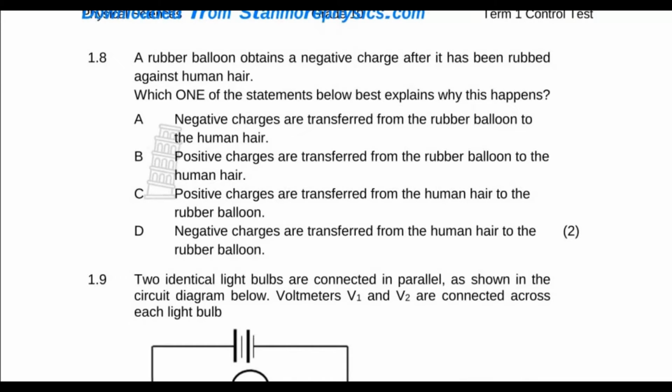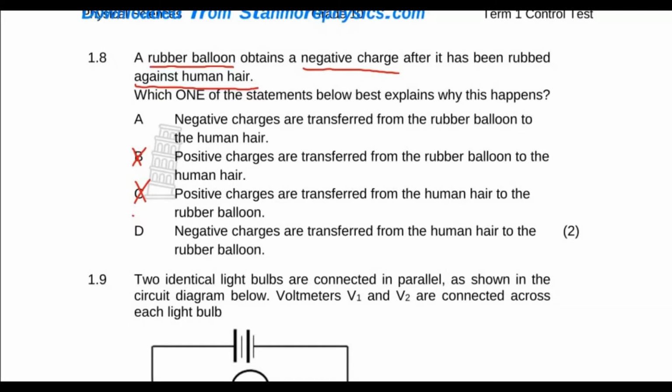1.8, a rubber balloon obtains a negative charge after it has been rubbed against human hair. This is actually the same question as the one above, if you think about it. Which one of the statements below explains why this happens? Let's start with eliminations. Positive charges cannot be transferred, so we can eliminate option B and C.